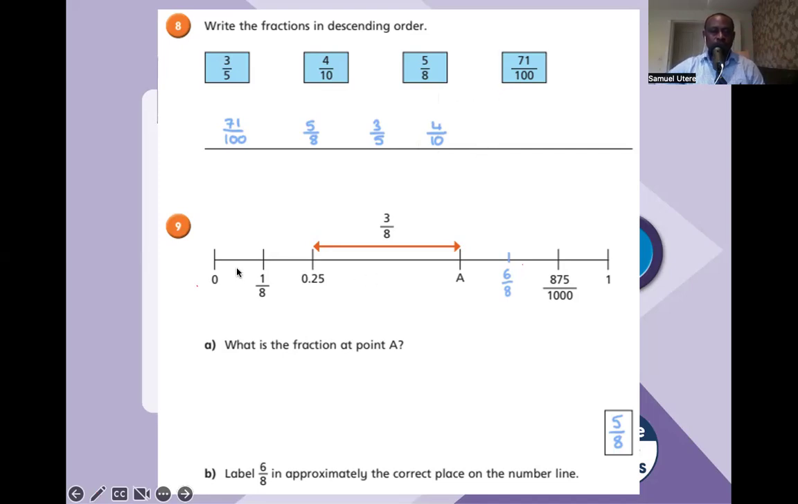Here it's again using our interval technique. We're asked to find out what that value would be. So what is the fraction at point A? So we're told that that's 3/8. Distance between there is 3/8. We know 1/8 is 0.125.